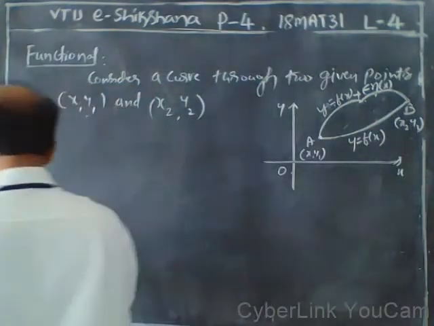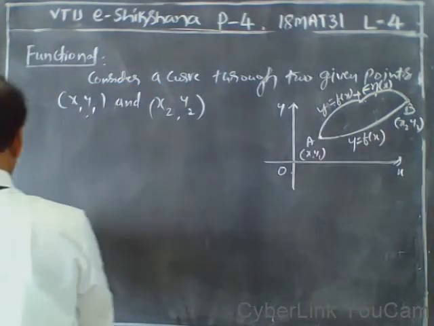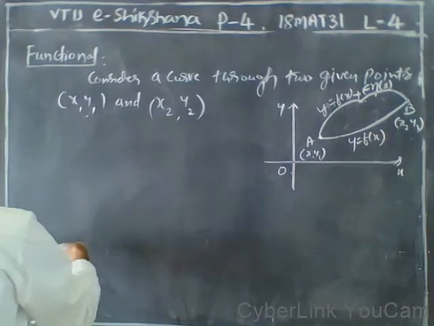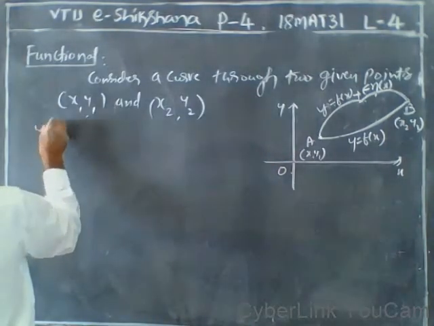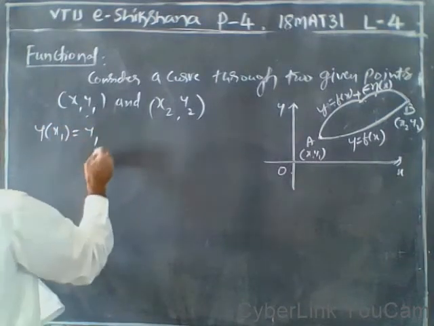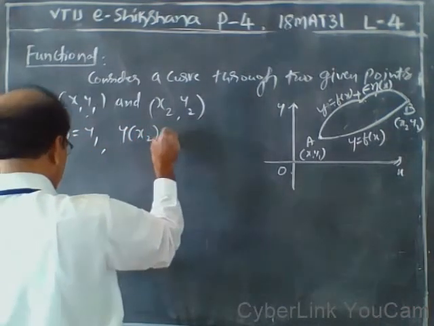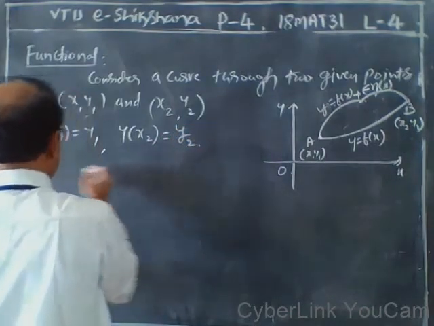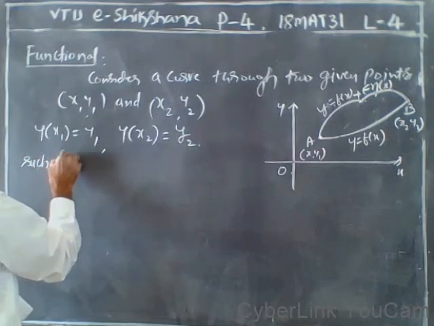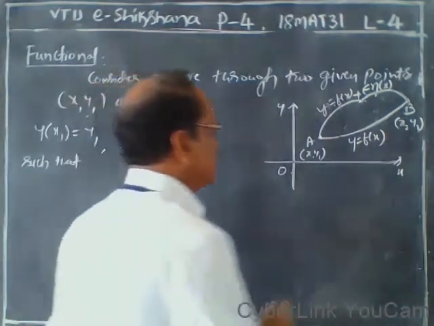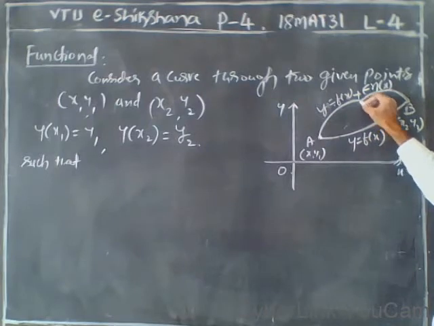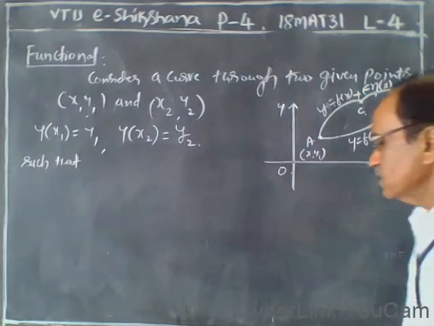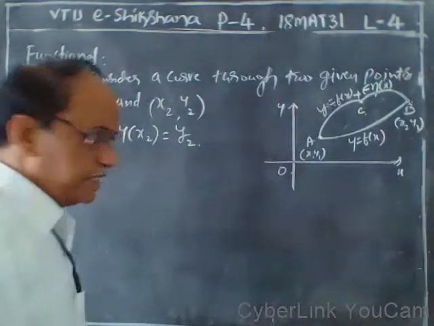Then we call here the values, that is y at x1 is equal to y1 and y at x2 is equal to y2, such that there is a deviation from A to this point, for example C if you take, and from this point onwards it takes the continuation and it reaches B.